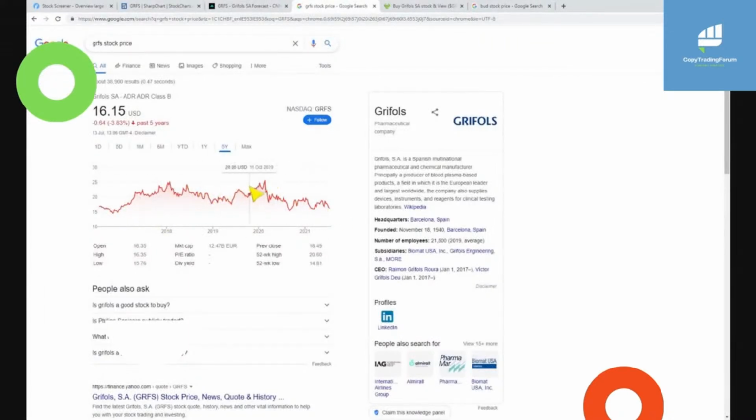But the perfect one would be going up, and then the drop. But I researched the news. All you have to do is put in GRFS stock price and hit the news tab.